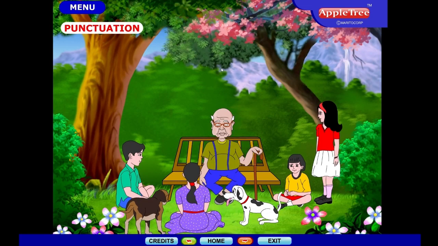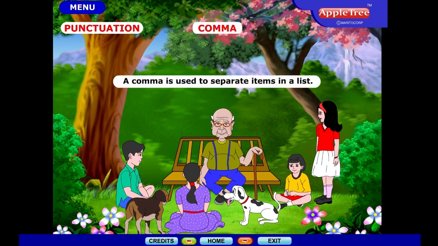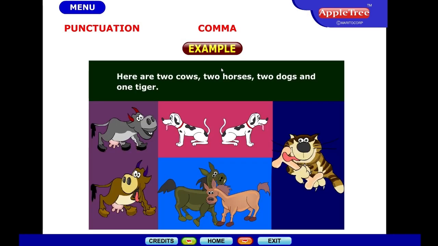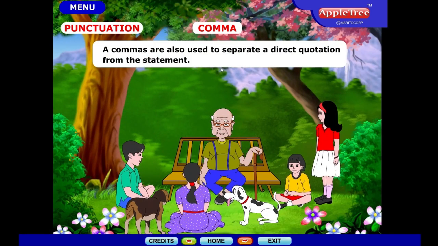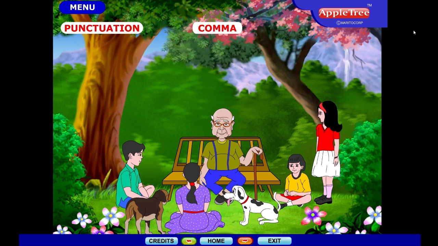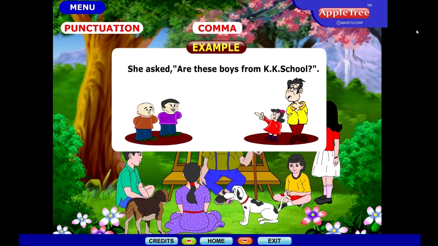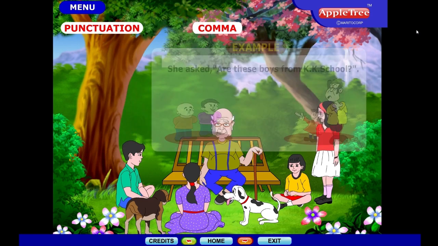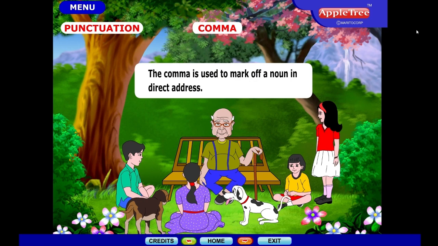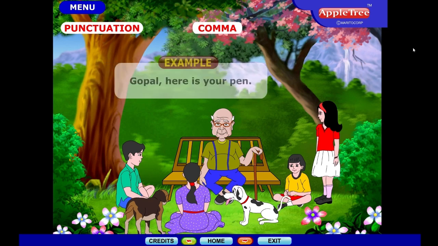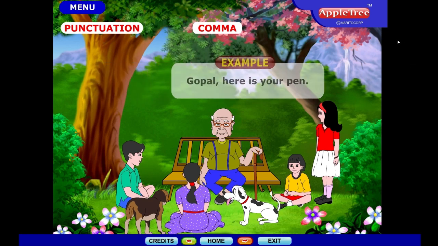What are the uses of comma, Nivya? A comma is used to separate items in a list. Example: Here are 2 cows, 2 horses, 2 dogs, and 1 tiger. The commas are also used to separate a direct quotation from the statement. Example: She asked, "Are these boys from KK school?" And the comma is used to mark off a noun in direct address. Example: Gopal, here is your pen.